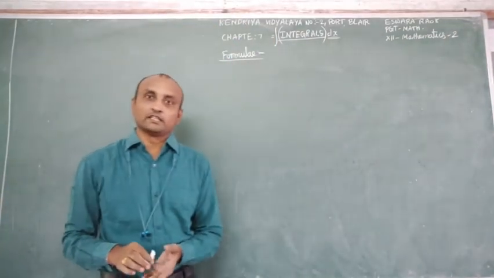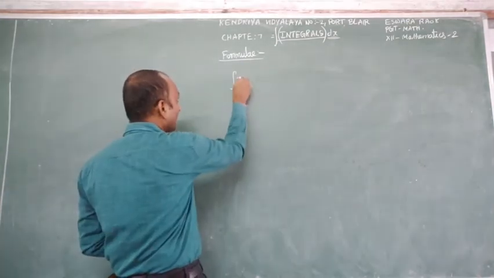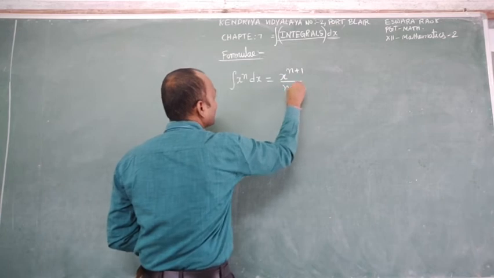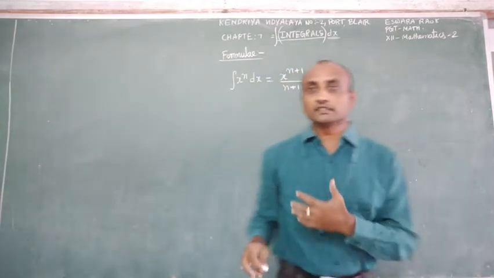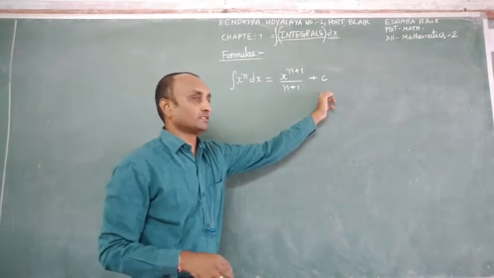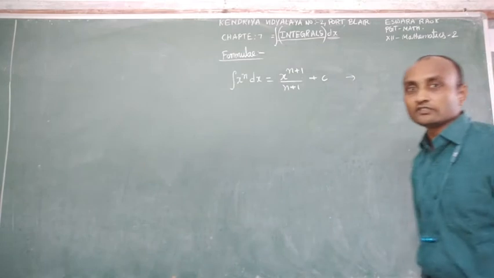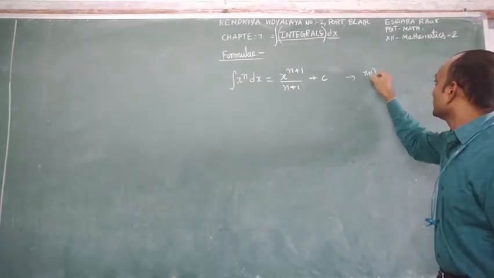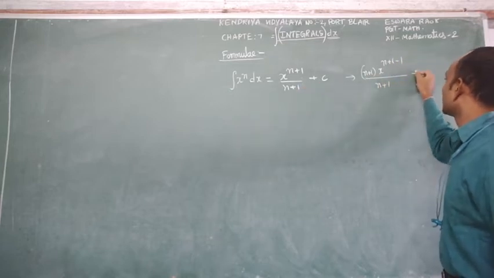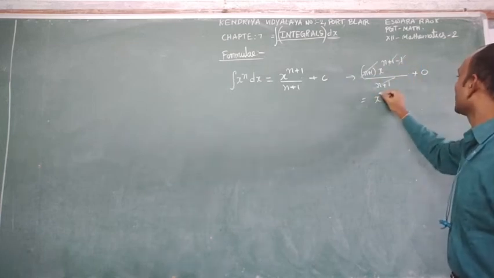So what are the formulas I use? The formula is: integration of x power n into dx is x power n plus 1 by n plus 1 plus c. How do we convince ourselves this is the formula? Try doing the differentiation of this. The answer is there, and for the answer we find the differentiation. So it is n plus 1 into x power n plus 1 minus 1, divided by n plus 1, plus c; the derivative of c is 0. N plus 1 cancels, x power n plus 1 minus 1 gives x power n.